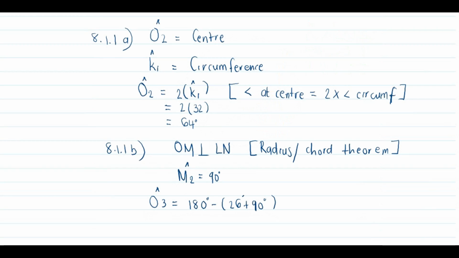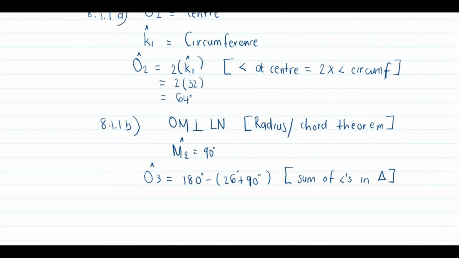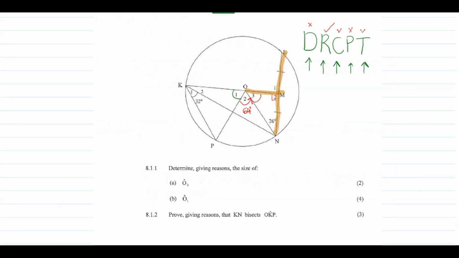And the reason that we put here is, and therefore we find that our O3 is equal to 64 degrees. Guys, just punch it into your calculator, right? And confirm that it is in fact 64 degrees. And we're just going to put that into our diagram and see how that is going to help us. So we found that our O3 is equal to 64 degrees.